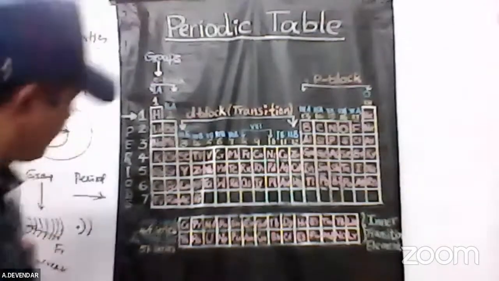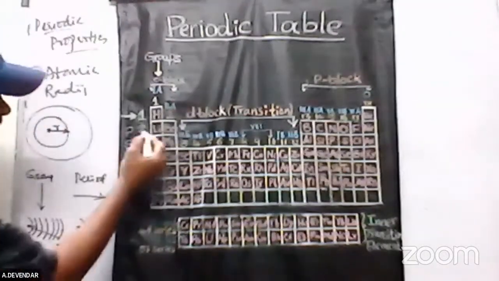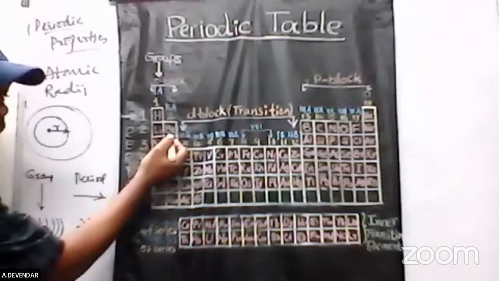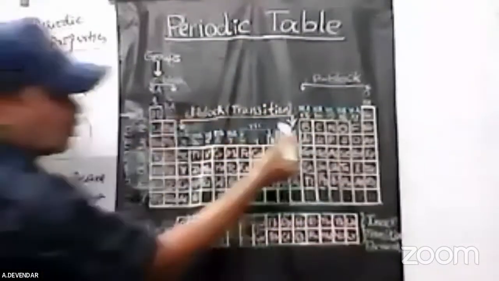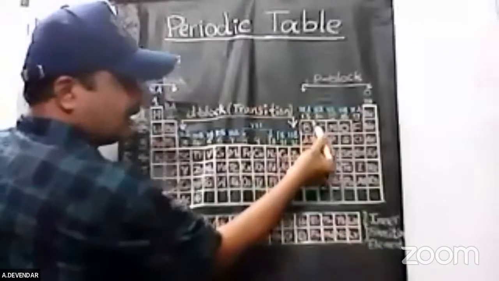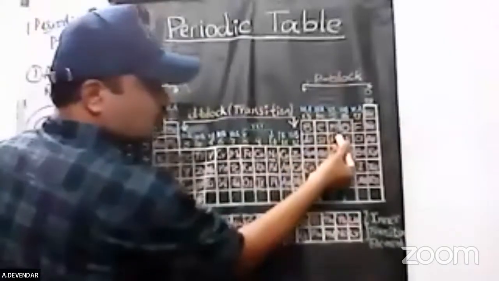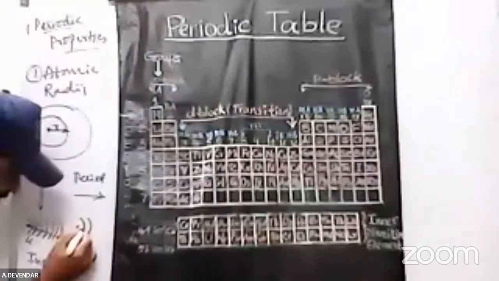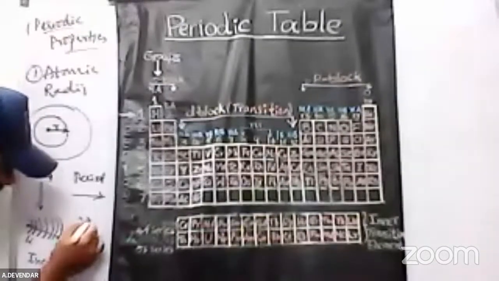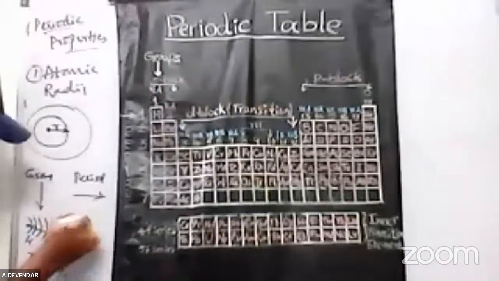What happened? The number of electrons increases. Here 2s1, 2s2, 2s2 2p1, 2s2 2p2, 2s2 2p3. Number of electrons: here 2 electrons are there. The number of electrons increases in the second orbit only.